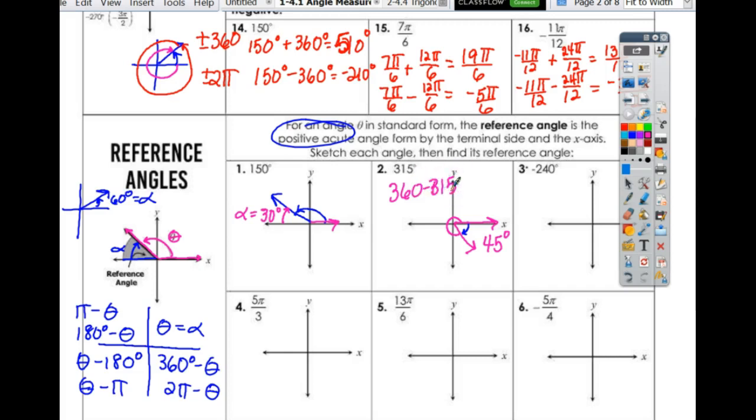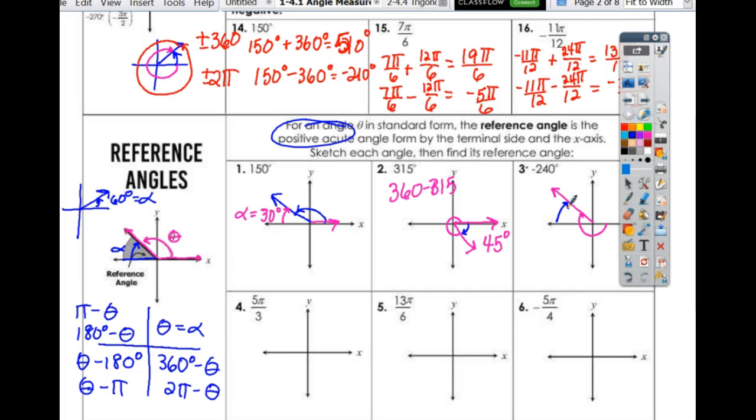This is what I did. All right. Minus 240. So watch. Minus 240. So this is here. So where's the reference angle? From the x-axis to the terminal side. So right here, x-axis to the terminal side.